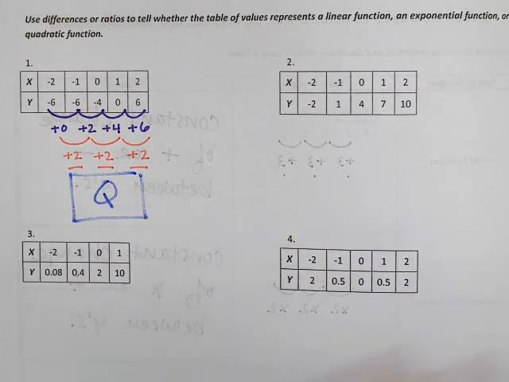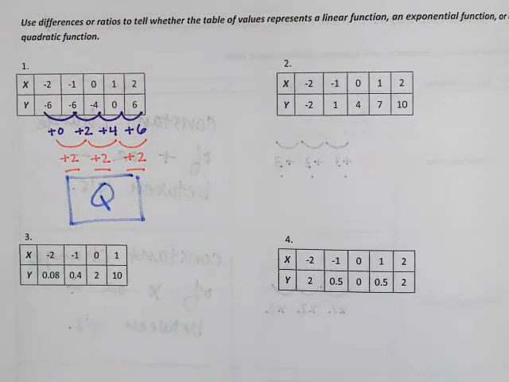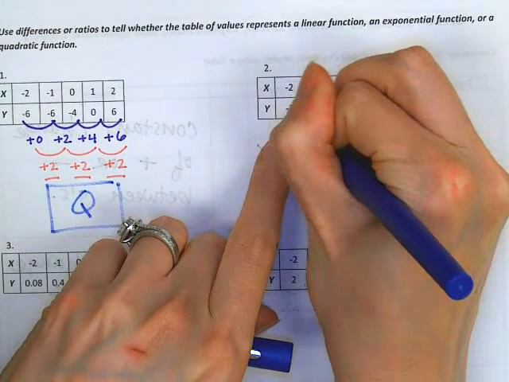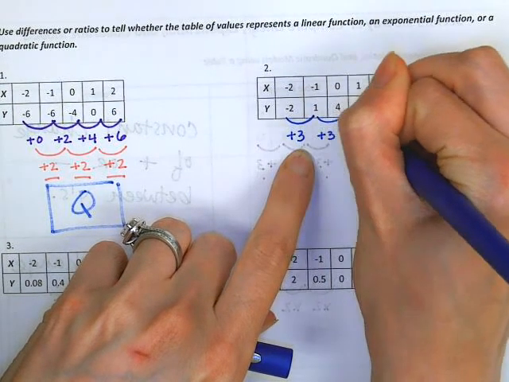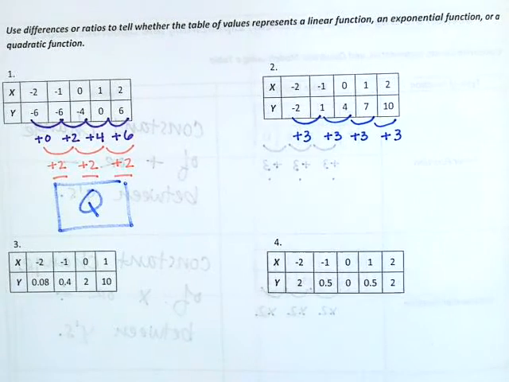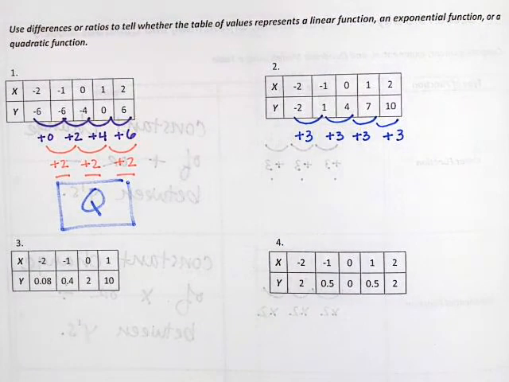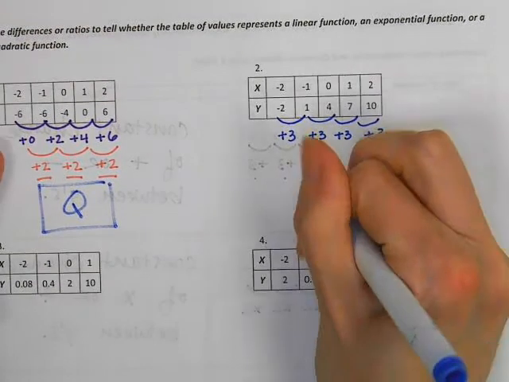All right, number 2. If you look from y to y, it looks like there is already a constant change of adding 3. Does everybody see that? Adding 3, adding 3. So when it's a constant change on the first y differences, that is linear. This one is linear.